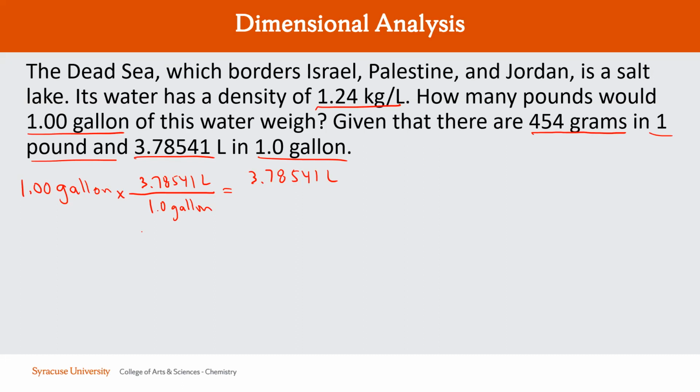We could turn it to kilograms because now we can bring in density, right? We have liters. We're trying to go from volume to mass. Density relates volume to mass. So the density tells us, after gallons canceled out, for every 1 liter, I'm going to have 1.24 kilograms of water. All right, 3.78541 times 1.24, and I get something like 4.6939 kilograms, right?